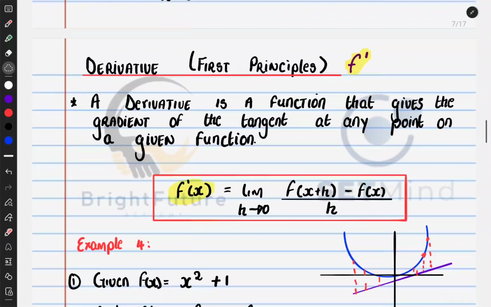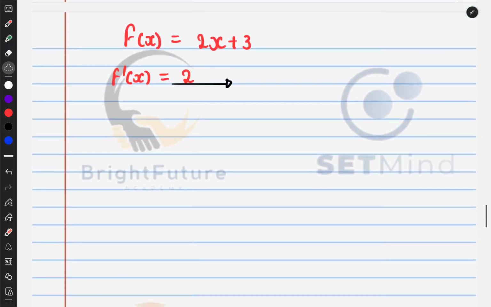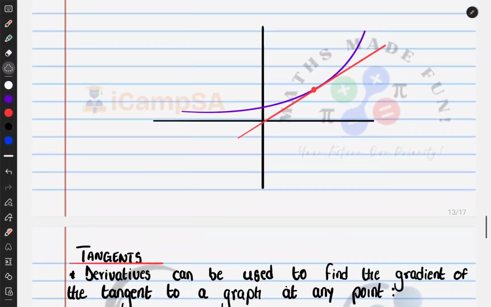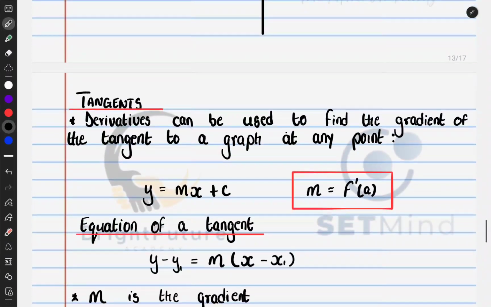Yes, so we said the derivative of a function is a function that gives the gradient of the tangent at any point, so it gives the gradient of the curve at any point. At the point where the tangent and the curve meet, their gradients are equal. The gradient of the curve and the gradient of the tangent are equal. Hence it is said that derivatives can be used to find the gradient of the tangent to a graph at any point.